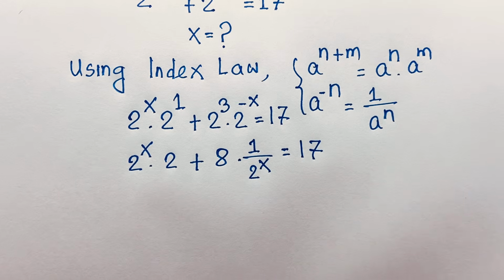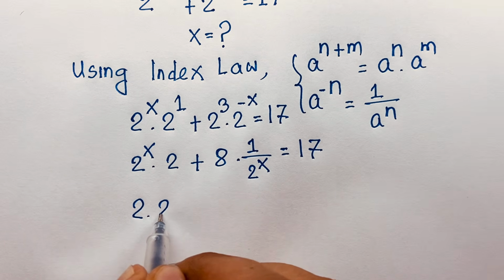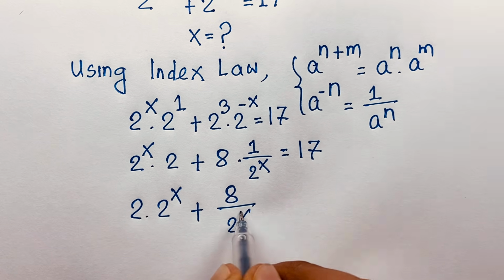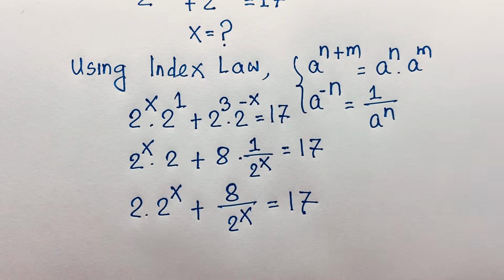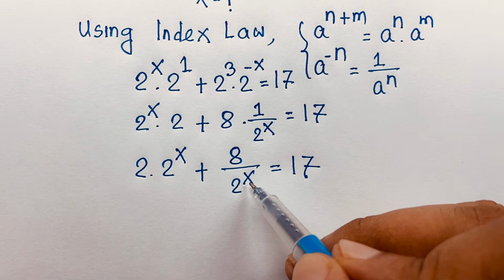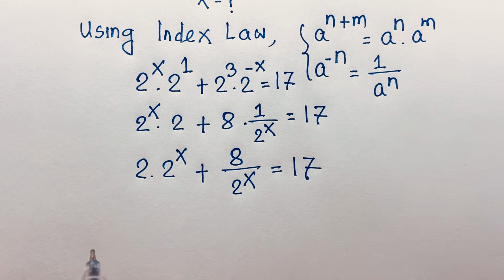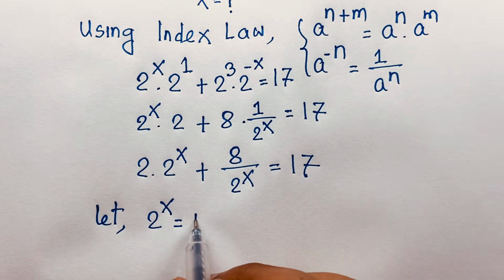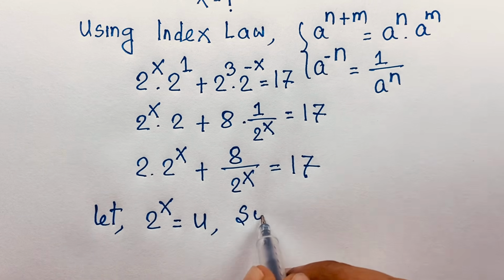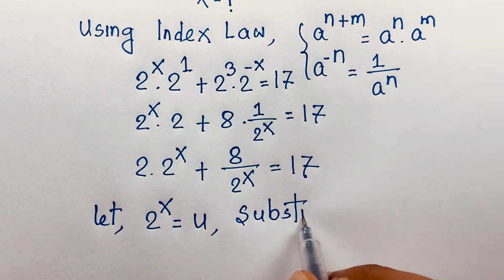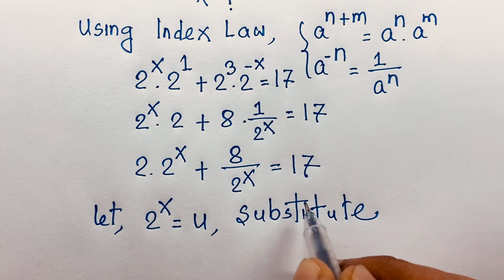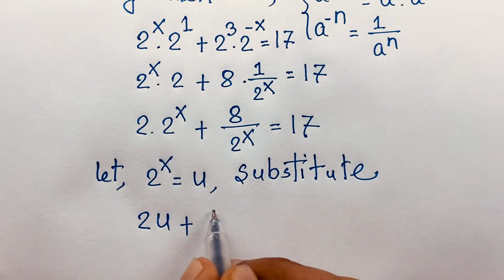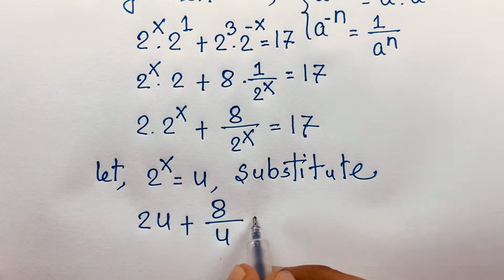Then this is 2 times 2 to the power x, plus 8 times 1, this is 8 over 2 to the power x, is equal to 17. Now this is 2 to the power x, this is 2 to the power x. So at this moment, let 2 to the power x is equal to u. Now I substitute this value here, so this expression will be 2u plus 8 over u is equal to 17.